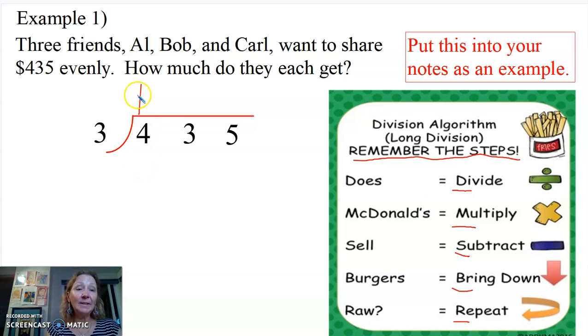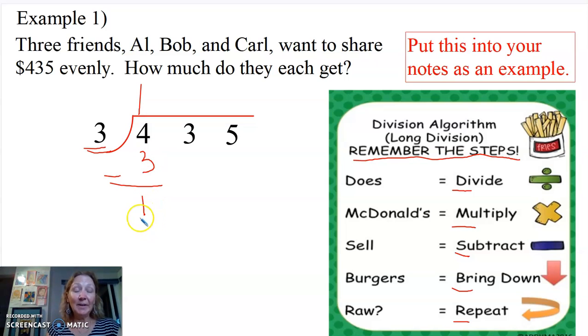Now the multiplying is you're actually multiplying this divisor times what you have up here in the quotient. 3 times 1 is 3. When I subtract, I had 100 left over, right? Because I divided evenly 3 of those 100s. I had 1 left over.